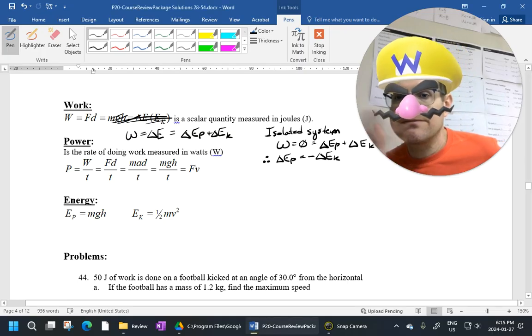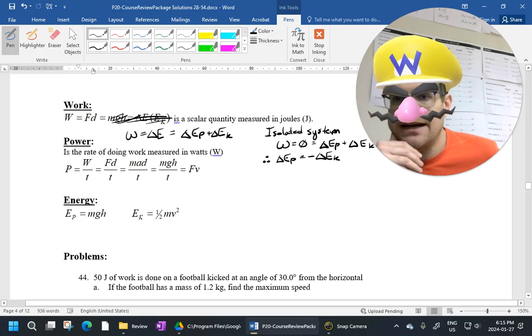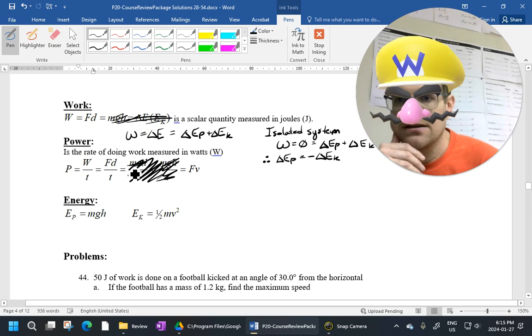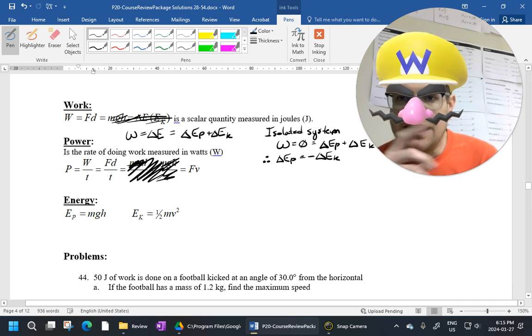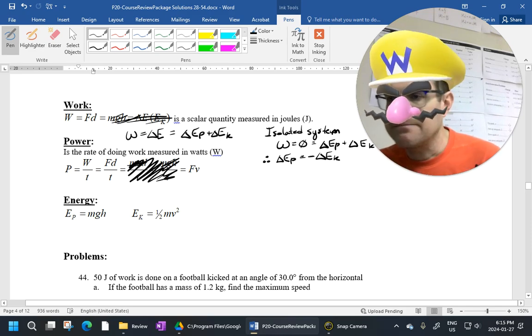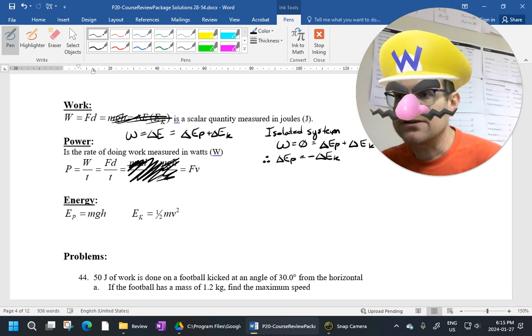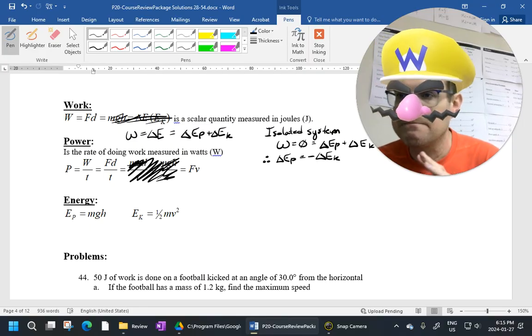Okay, power, change of energy divided by time. Oh, jeez, what is this garbage? Just get rid of this stuff here. It's the change of energy divided by time. That's it. Find the change of energy. If you have change of energy in multiple spots, add them together, divided by time.